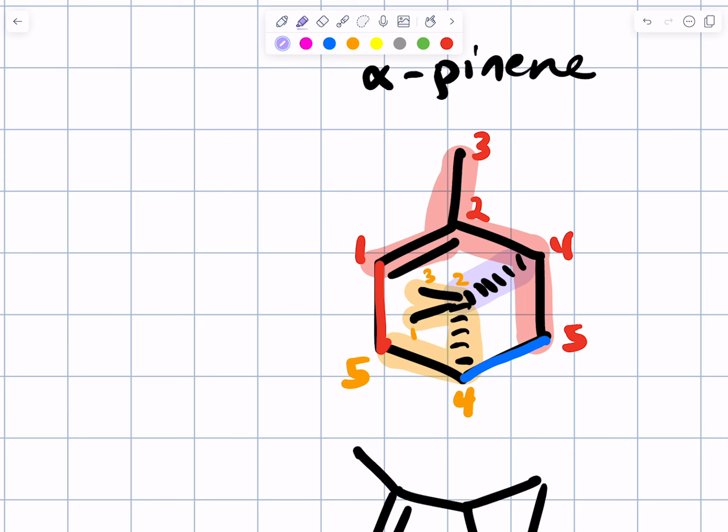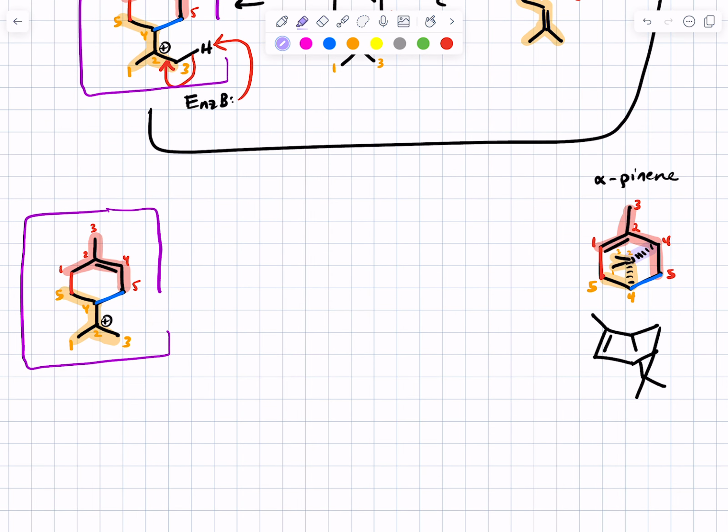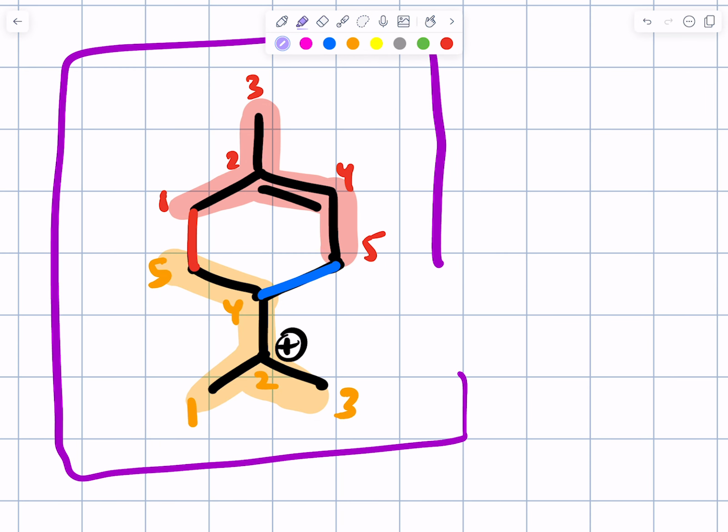So anytime you're asked to propose a mechanism for a terpene synthesis, you should always start by figuring out what bonds you have to explain. That narrows down the possibilities. Okay? All right, so any ideas? We want to make a new bond between gold 2 and red 4. What are you going to do?